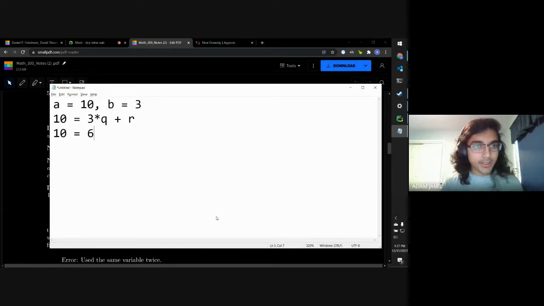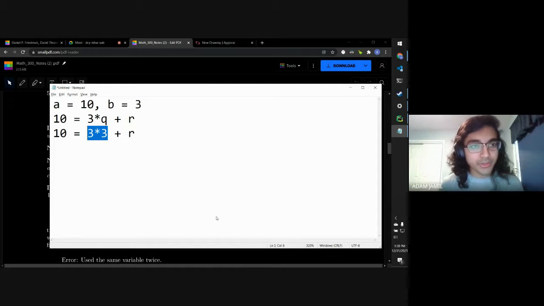So I get 10 equals 6 plus R. Well, then R will be too big, right? So if R is too big in some sense, I need to make Q larger. So I need to try again. Hang on, why do I have a 6 here? Oh yeah, because I had times 2. So I need to make Q larger.